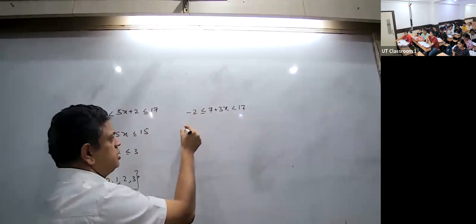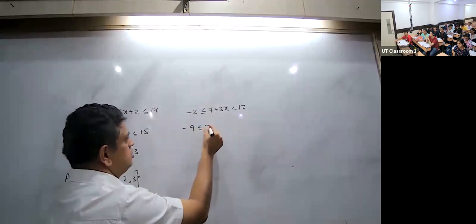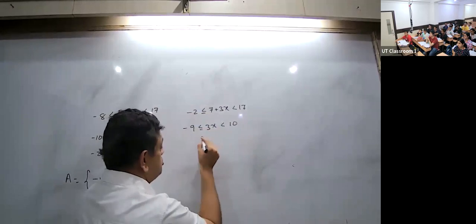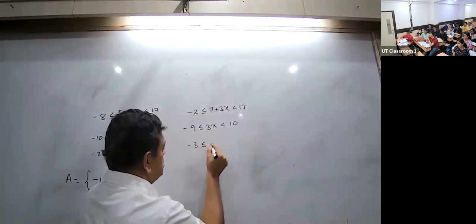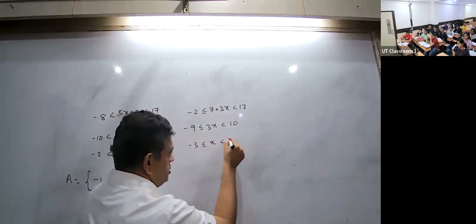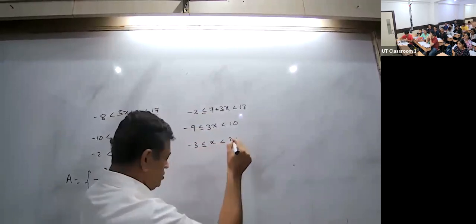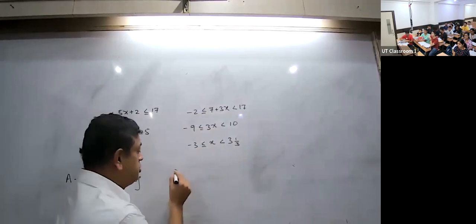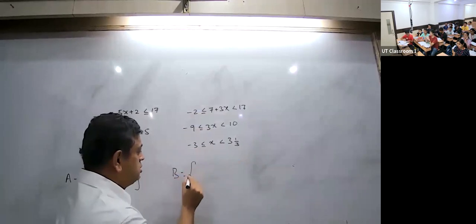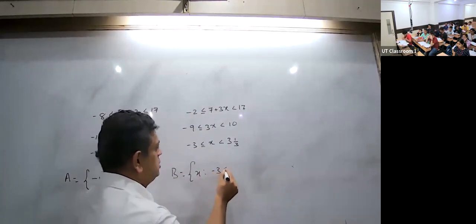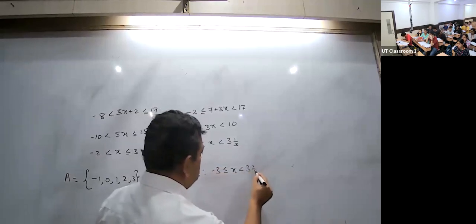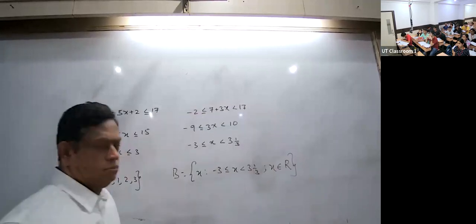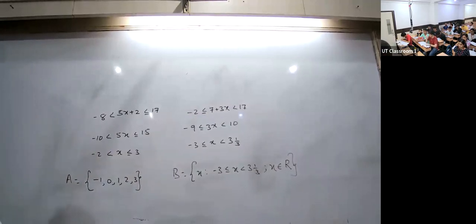Subtract 7. Subtract 7 means minus 9 less than or equal to 3x less than 10. Yes or no? Dividing by 3, what will you get here? Minus 3 less than or equal to x less than 10 by 3. 10 by 3 you can write as 3 1 by 3. This means all okay? Where x belongs to R, it is set builder form. B is equal to the set of x such that minus 3 less than or equal to x less than 3 1 by 3, x belongs to R. Okay, this is the one.